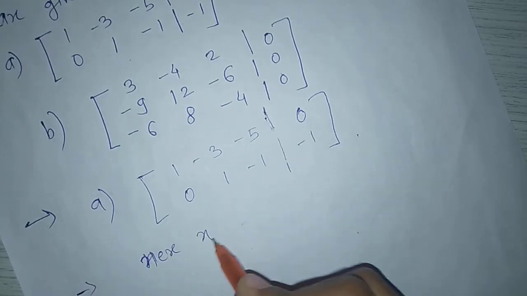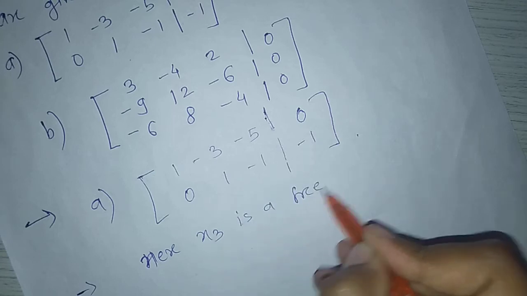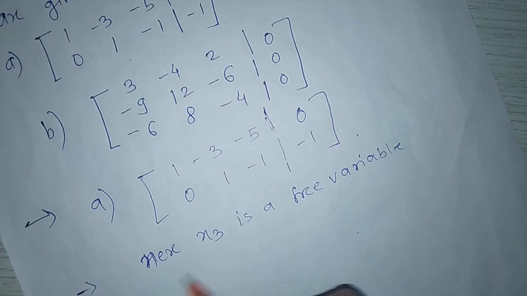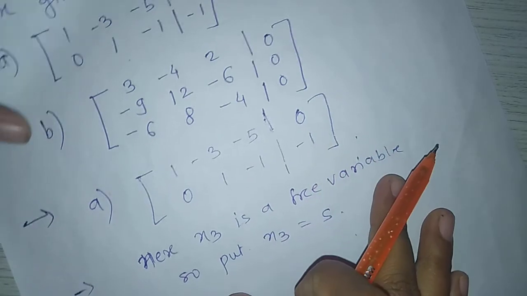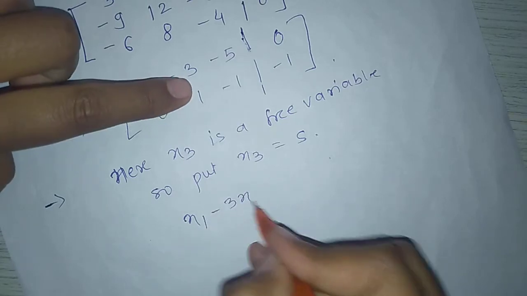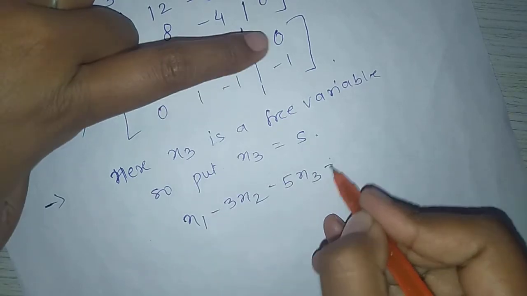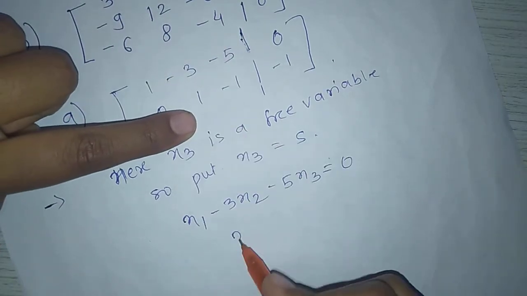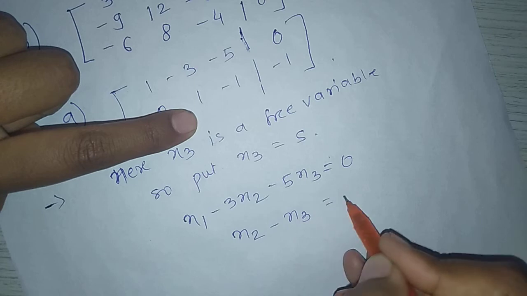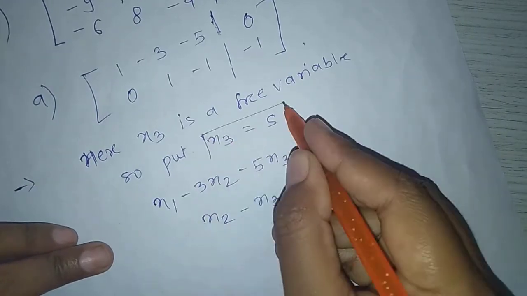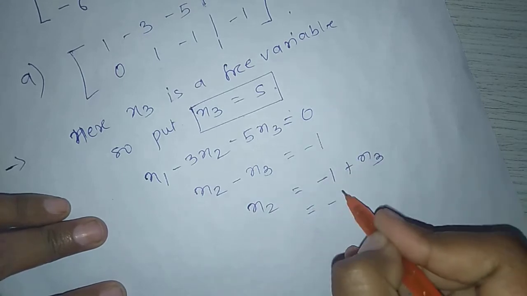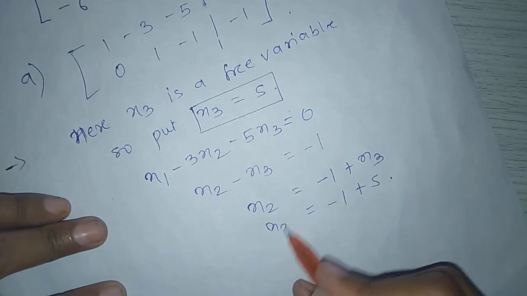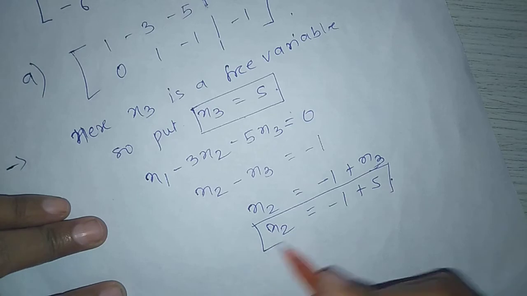Here x3 is a free variable. So put x3 equal to s and write the system. From this matrix we get x1 minus 3x2 minus 5x3 equal to 0. Next equation, x2 minus x3 equal to minus 1. We have x3 equal to s, therefore x2 equal to minus 1 plus x3, equal to minus 1 plus s. We get x2 equal to minus 1 plus s.